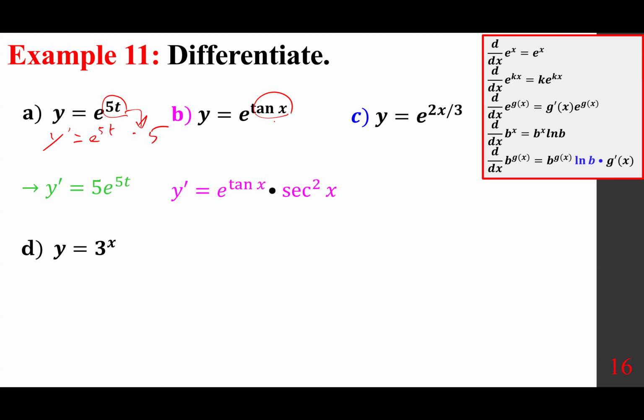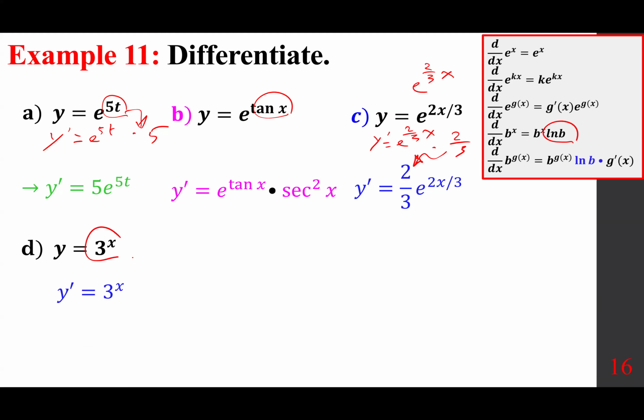Now the other one, we're going to rewrite it so it becomes clear. First, let me just rewrite this as e to the power of 2/3 x. So the answer is e to the power of 2/3 x, and times 2/3, which we put in front. Okay. 3 to the power of x. When the base is no longer e, the answer is itself, and then ln b. So because it's an exponential, the answer is itself. You look at the base, is it e? No, therefore times ln 3.